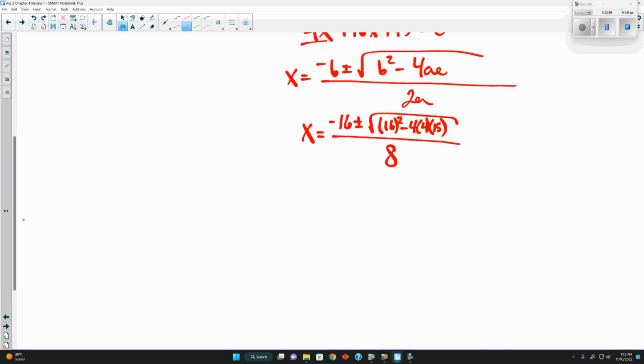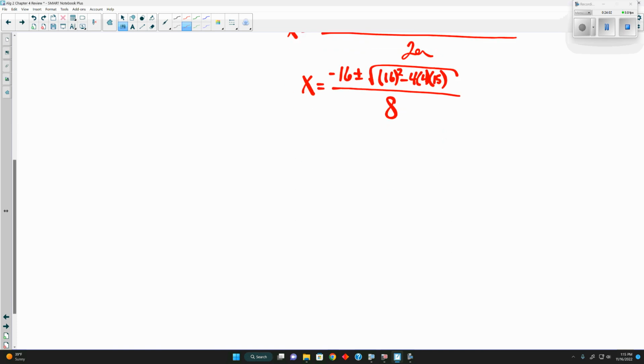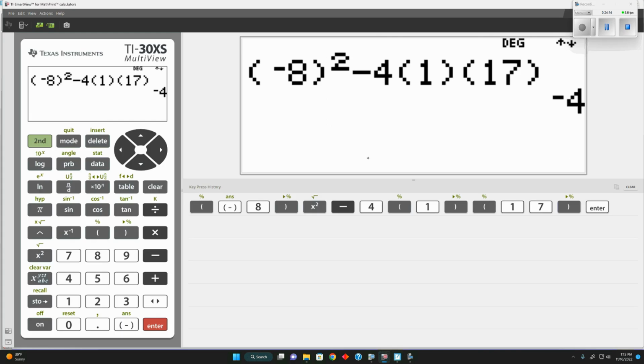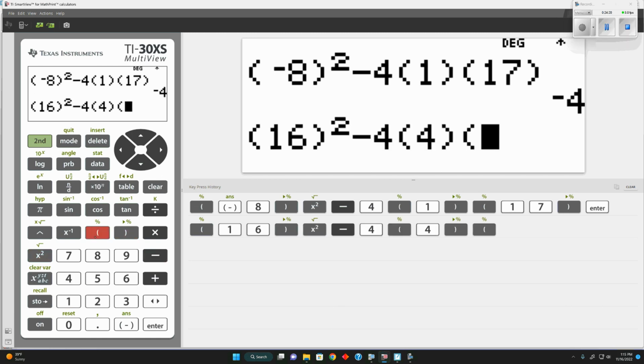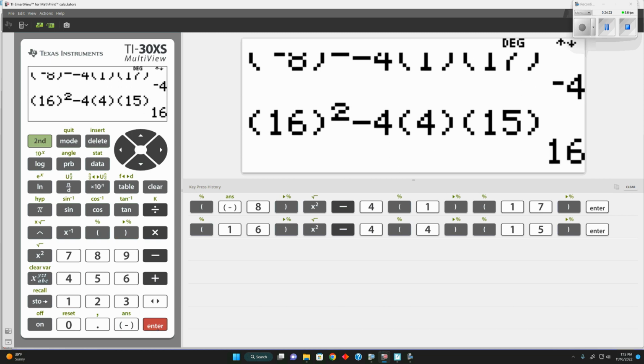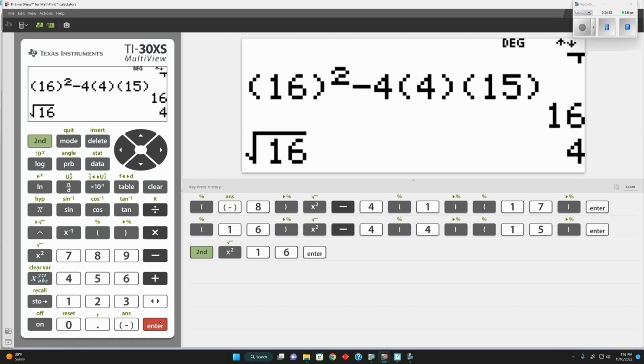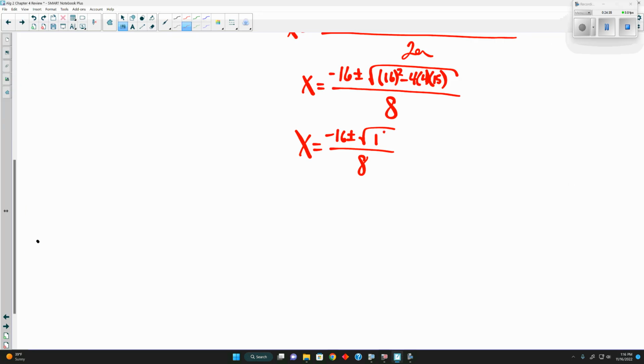Any questions on how we got to this point here? Are you good with this here so far? So we're saying x is equal to negative 16 plus or minus. So we'll see what the square root of this is. We can pull up the calculator and say 16 squared minus 4 times 4 times 15. And it gives us 16. Well, we're going to end up putting that in the square root, yes? Which is just going to end up being 4. So we'll say we have the square root of 16, which is really just telling us that we have negative 16 plus or minus 4 all over 8, yes?